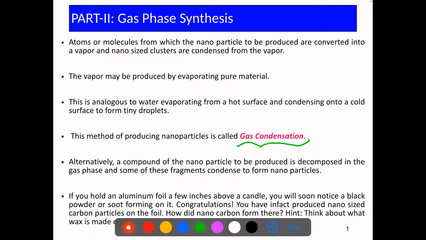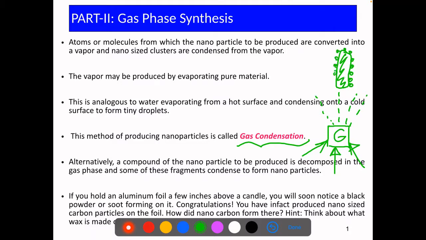Okay, so what I'm trying to say is let's say we want to make gold nanoparticles. We find a big chunk of gold, okay, and then we apply some sort of energy onto it, and then this thing evaporates, and then you have to find a way to collect this vapor where it will form the nanoparticles, okay? And this is the gas condensation.